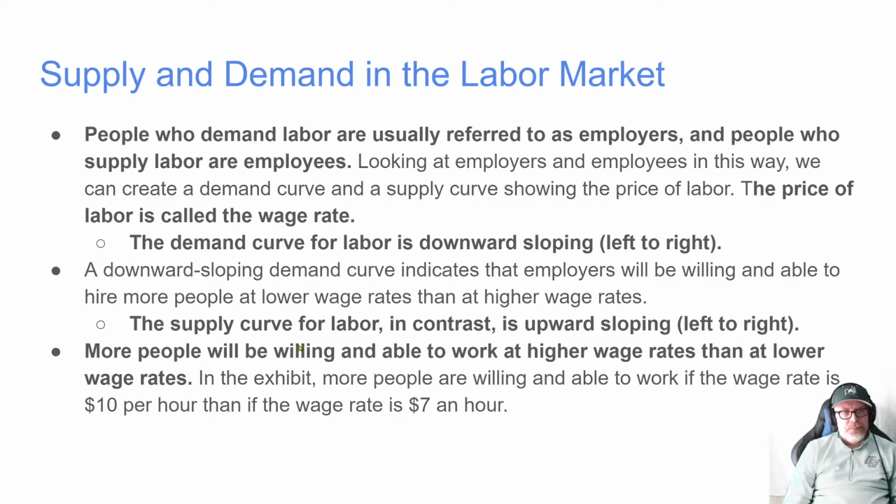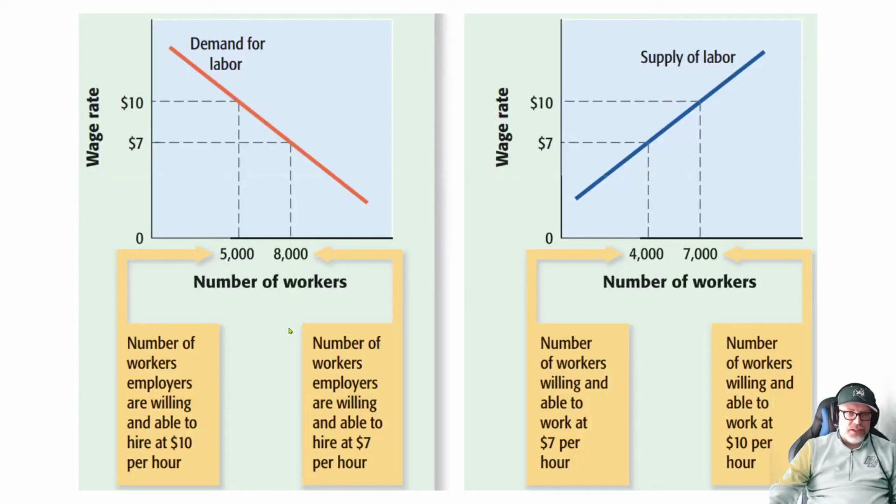So people who demand labor are usually referred to as the employers, and people who supply labor are the employees. I'm sure you all know that. The price that you are paid for your labor is called the wage rate. Now, the demand curve for labor is a downward slope, just like all demand curves are, and the supply curve for labor is an upward slope. Where those two intersect is the equilibrium rate.